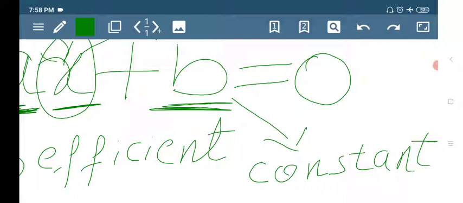So understand these things, repeat this video multiple times, analyze it, understand it. In the further class I will be explaining a few conditions and solving equations which have linear expressions on one side and numbers on the other side. Thank you.